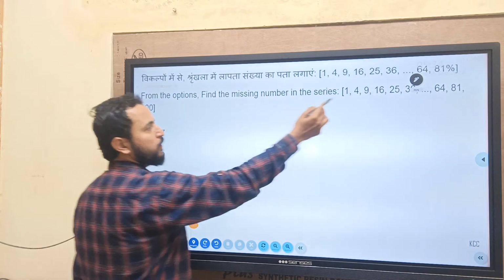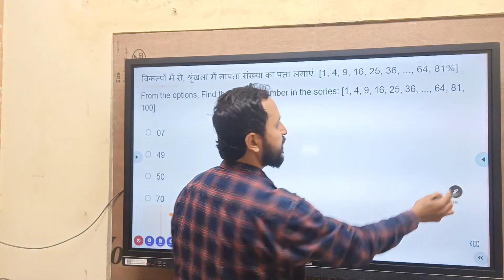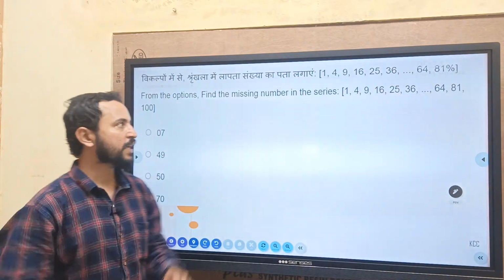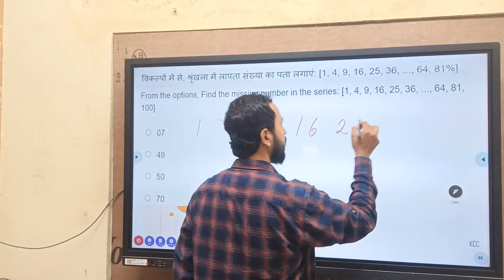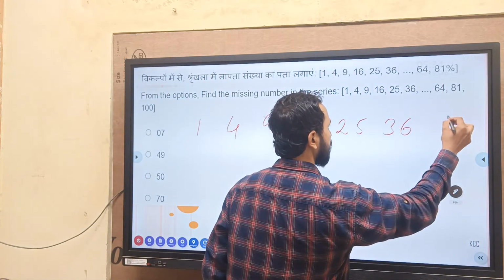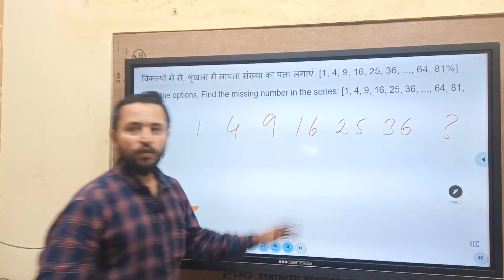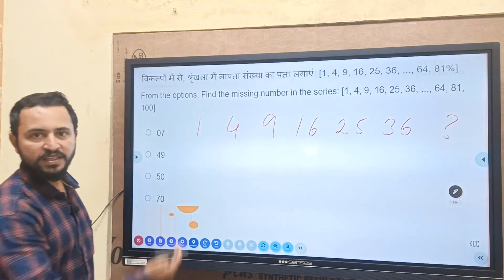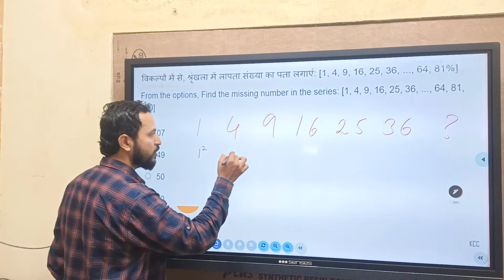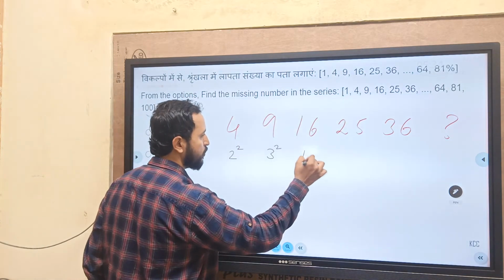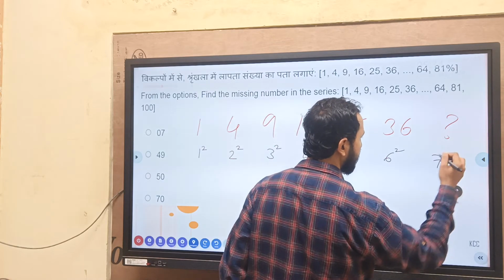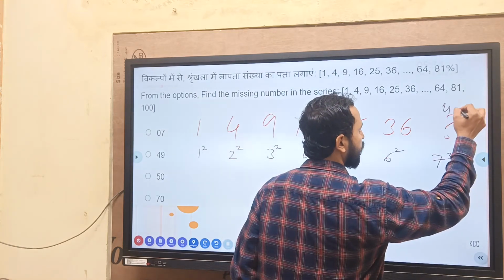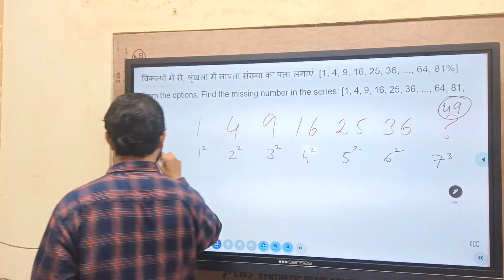Missing number: 1, 4, 9, 16, 25, 36, question mark and 64. What are these numbers? Squares. This is 1 square, this is 2 square, this is 3 square, this is 4 square, this is 5 square, this is 6 square, this is 7 square. What is 7 square? 7 square is 49. 49 is the answer for the question.